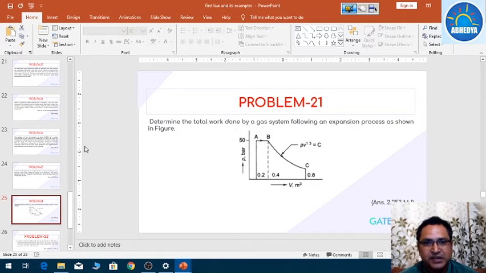Now the next problem is, determine the total work done by a gas system following an expansion process as shown in this figure. It is shown that the system moves from A to B and then from B to C. A to B is an isobaric process and B to C is a polytropic process, PV raised to the power 1.3 is equal to constant. Here the pressure is 50 bar. At A the volume is 0.2, at B the volume is 0.4, and at C the volume is 0.8 meter cube. We have to calculate the total work done.